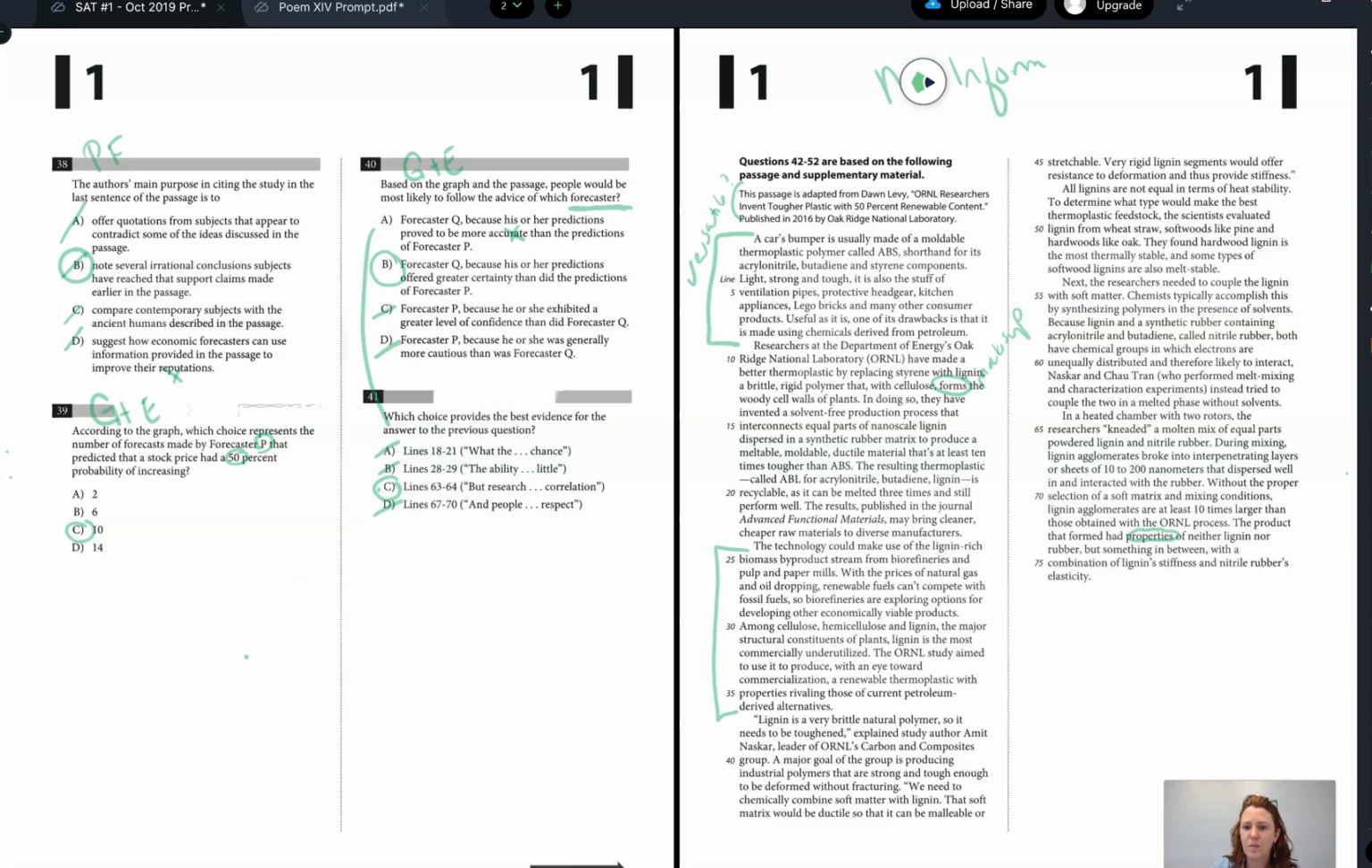Among cellulose, hemicellulose, and lignin, the major structural constituents of plants, lignin is the most commercially underutilized. So it looks like there's 3 plant products, and maybe we use 2 of them more than lignin. Underutilized means we don't use it enough. The Cornell Lab study aimed to use the lignin, with an eye towards commercialization, a renewable thermoplastic with properties rivaling those of current petroleum-derived alternatives. So we're using this plant-based material to replace the petroleum-derived material to make a stronger, more renewable, better plastic. So that's the lab's purpose.